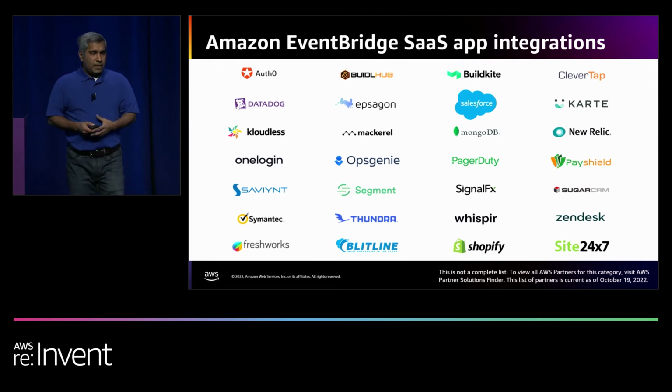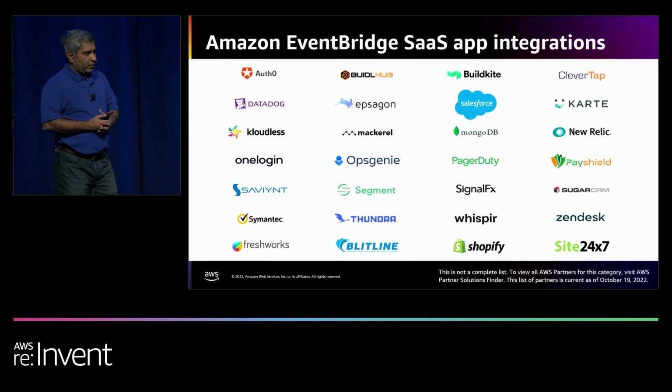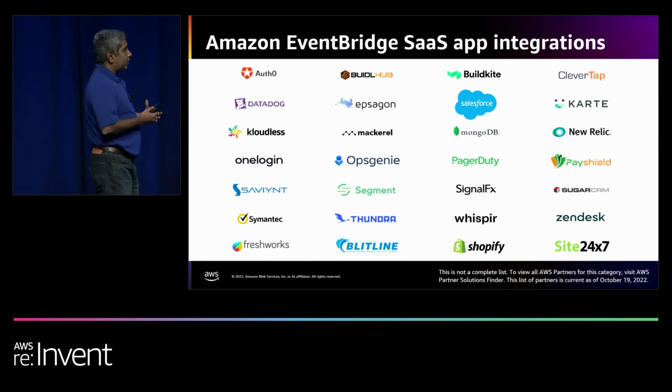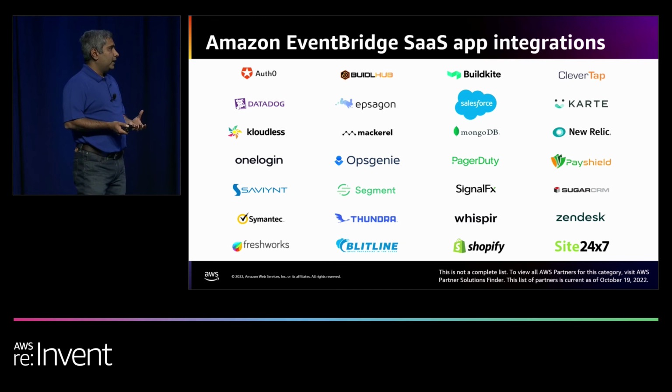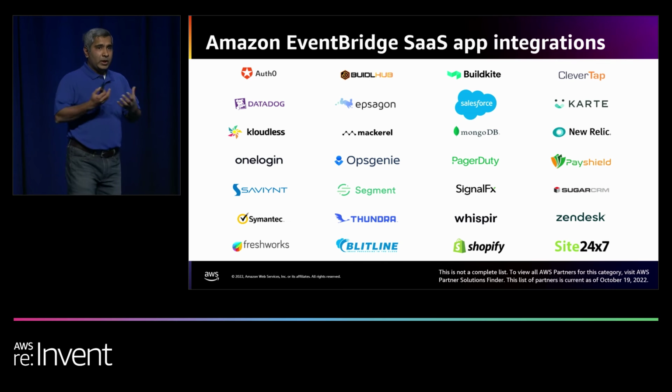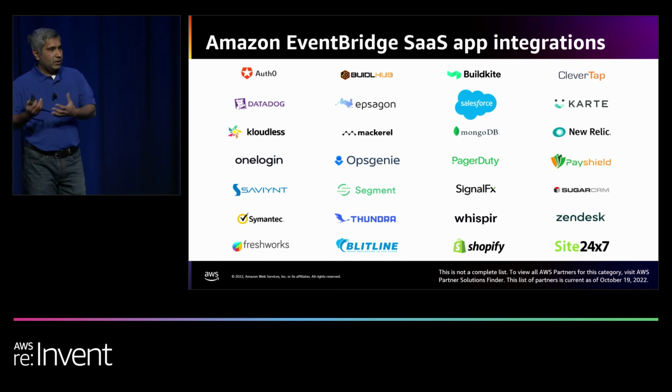Okay, so what are some SaaS app integrations, right? These are some list of partners. Again, this is not a complete list. To review our complete list, you can always refer to our documentation. For example, all these SaaS app integrations could happen. These events could be sent to EventBridge, and EventBridge could deliver that to AppSync and to your connected clients as well.